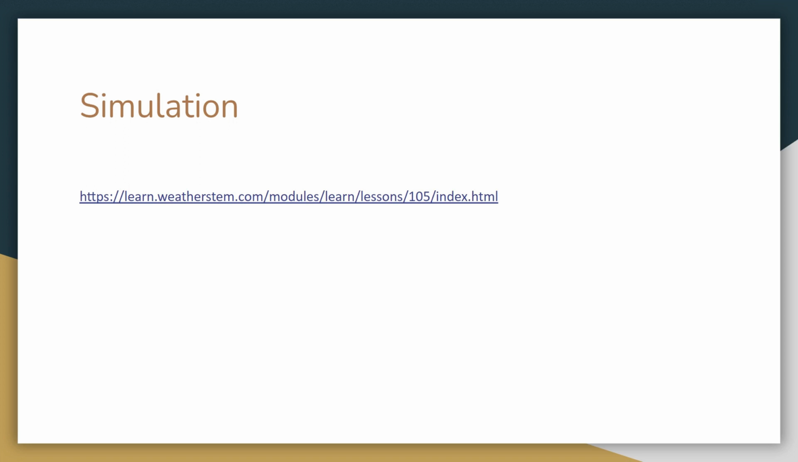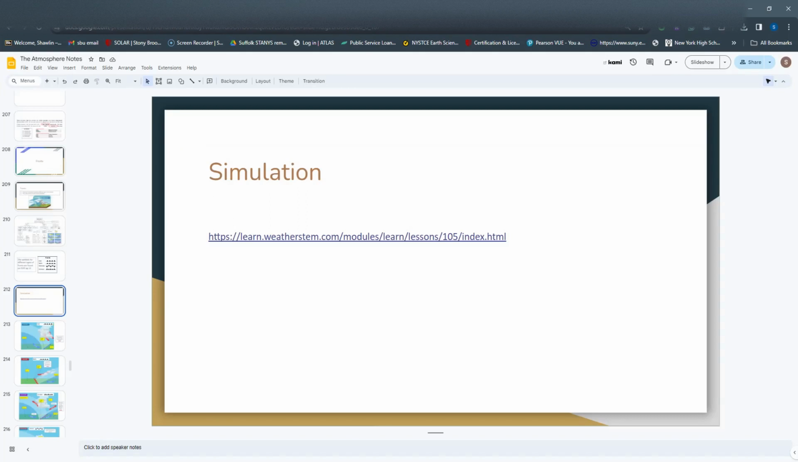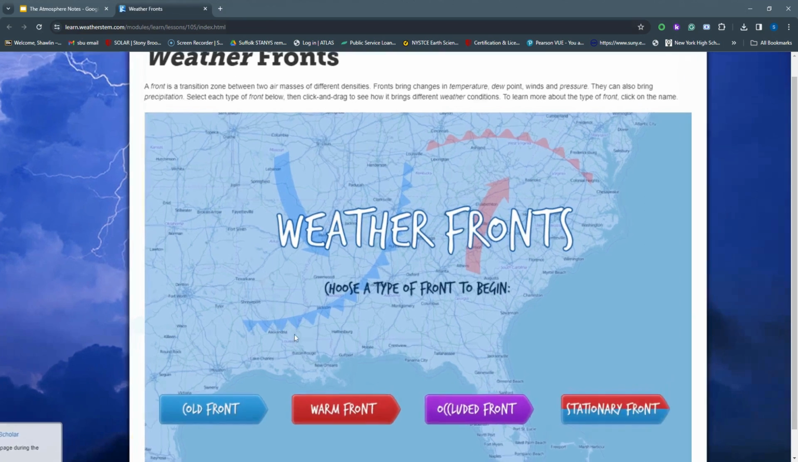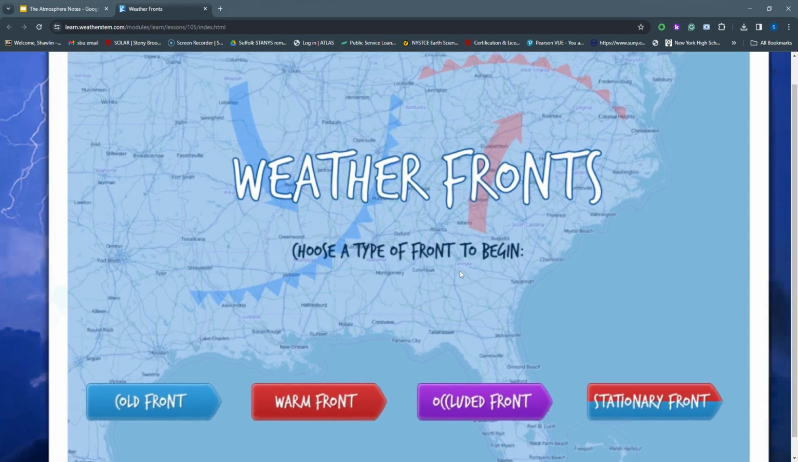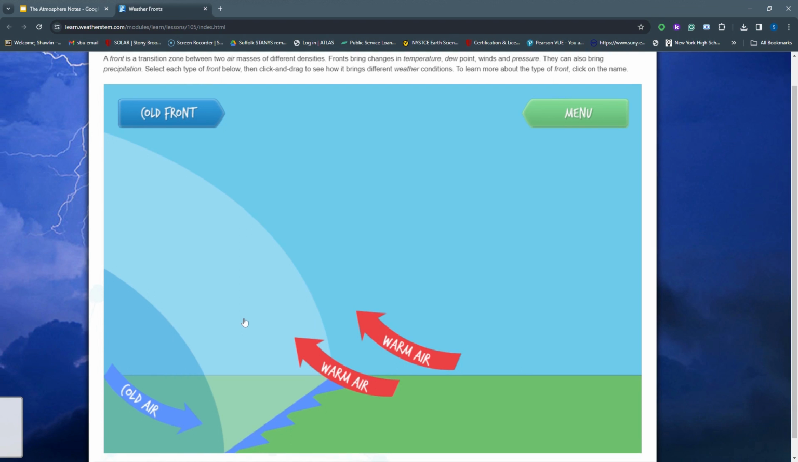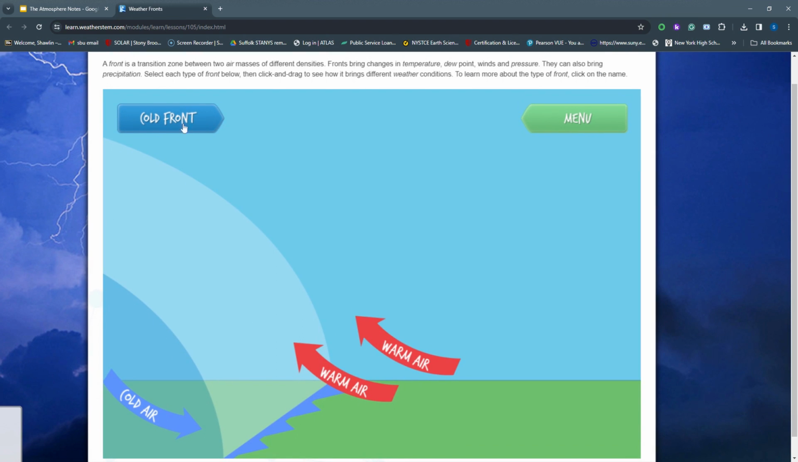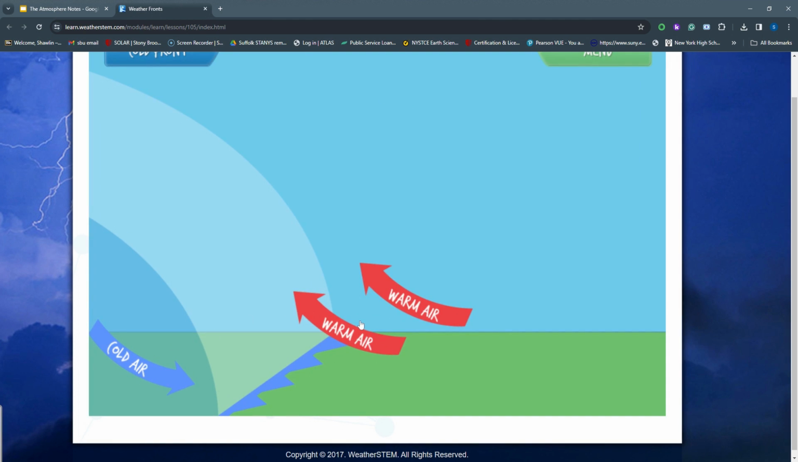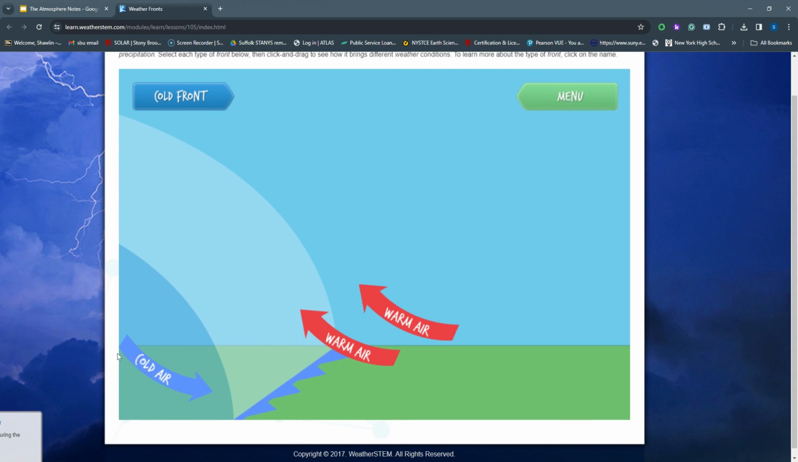So, I want to show you a simulation, and maybe that will help you understand this more. This is the website I'm using if you want to refer to it. This website shows the different types of fronts. So, let's start with a cold front. A cold front is the transition zone between two air masses of different densities, in this case, when cold air and warm air meet. It's when cold air is pushing towards warm air, and watch what happens.